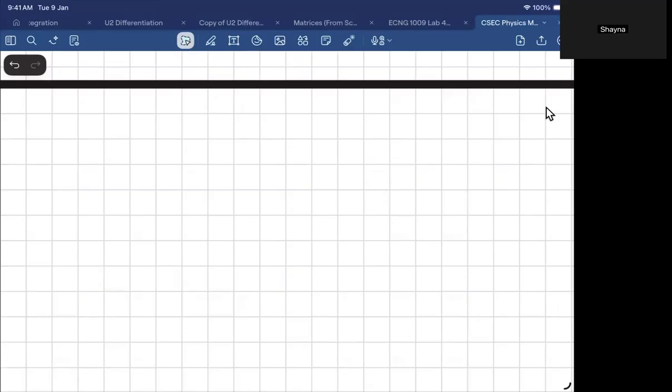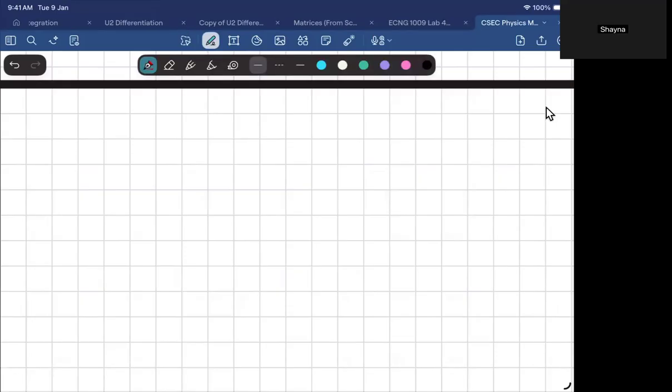We are going to look at all of the formulas for SUVAT, right? Like displacement, initial velocity, final velocity. That's just a shorthand version of saying it. So you should know what SUVAT means. Let me just do a quick recap. S stands for what? Tell me quick.